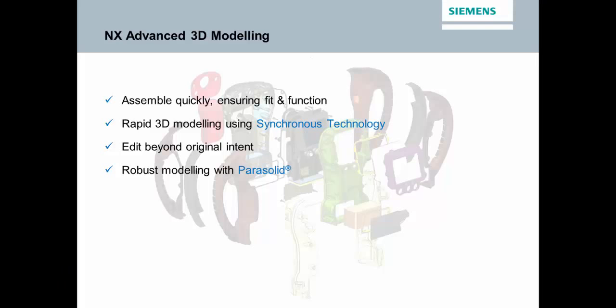So with that, let's go back and talk about a few other things, and we'll wrap up by saying that you saw me do some very quick assembly tools, ensuring fit, function, rotation. I did some very quick modeling capabilities with our synchronous technology. We edited the part beyond its original design intent. We made changes that maybe we didn't know initially we might make. And it's very robust modeling with a Parasolid kernel.